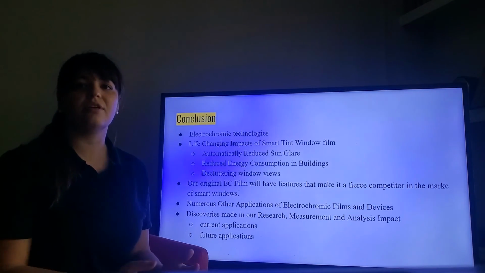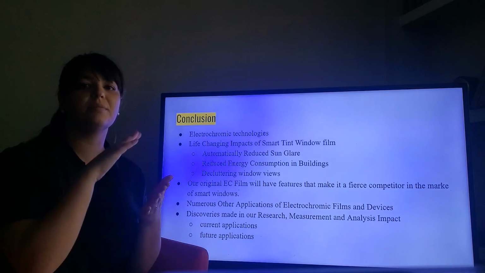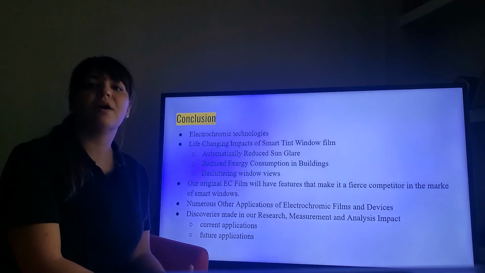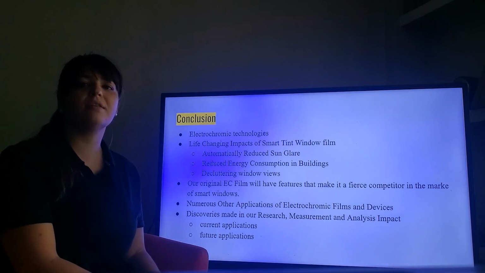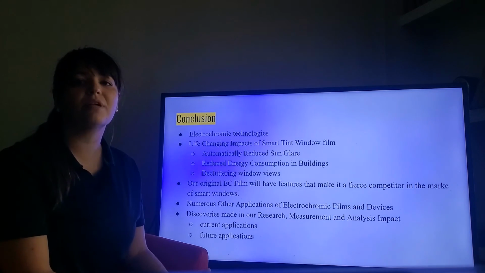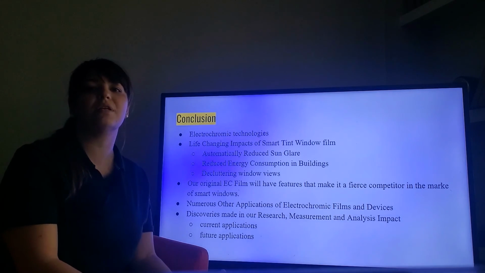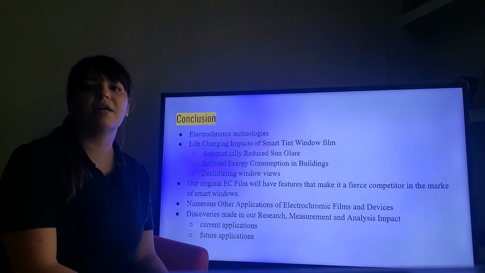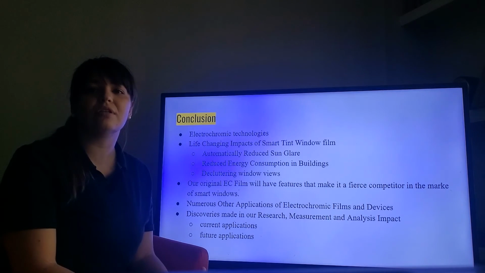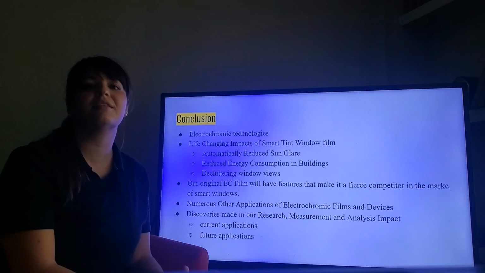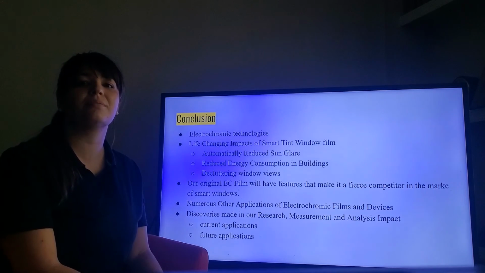Electrochromic technologies are technologies with chemical layers sitting between an anode and a cathode. When a voltage is applied, their properties are able to change. This technology is great for smart tint applications, and smart tints will have a great impact on the future as we know it: to automatically control the level of sun glare, to automatically decrease the energy consumption in buildings, and to ultimately provide a very clean and aesthetically pleasing view, uninhibited by blinds or curtains.